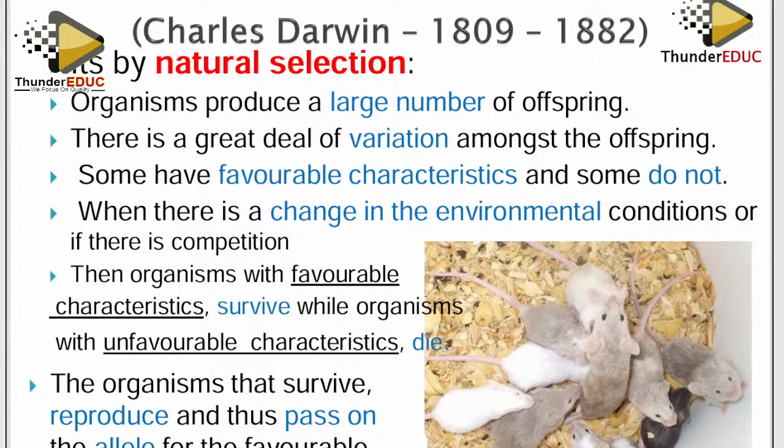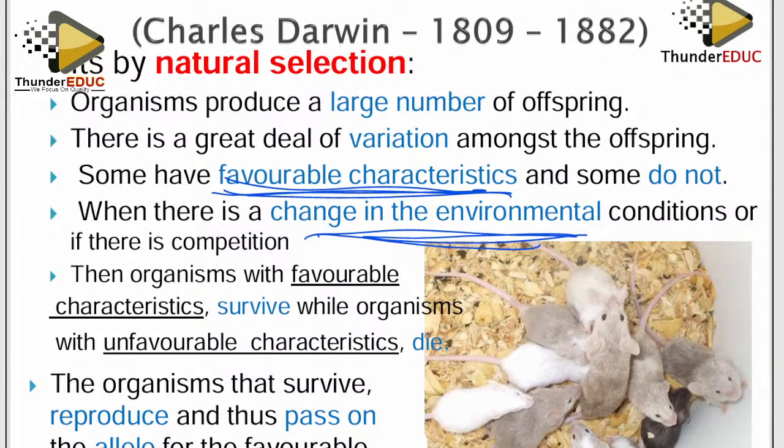So natural selection, how it operates, please, you have to know: organisms produce a large number of offspring. There is a great deal of variation among these organisms. Some have favorable characteristics and some do not. And then when there is a change in environment, you have to tell us which change it is. Some have favorable characteristics; you have to tell us which favorable characteristics.